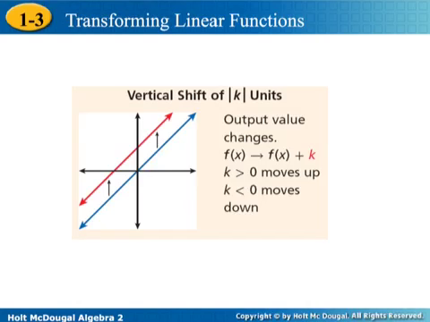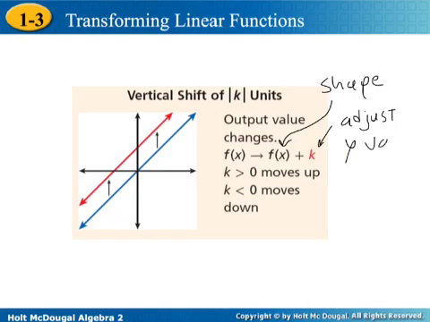Comparatively, we notice that in this problem here, they've got f of x by itself, so it's creating the shape. And this k is just adjusting the y variable. And so whatever k is, it does. So in this case we're adding k, and so we're going to move k units up. But if we had done f of x minus k, then we would have gone down k units.